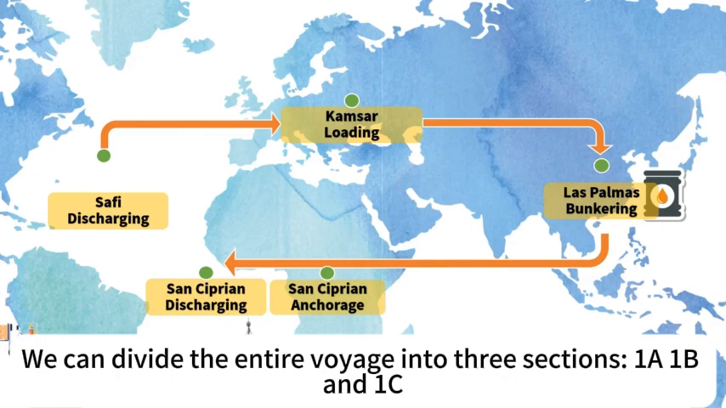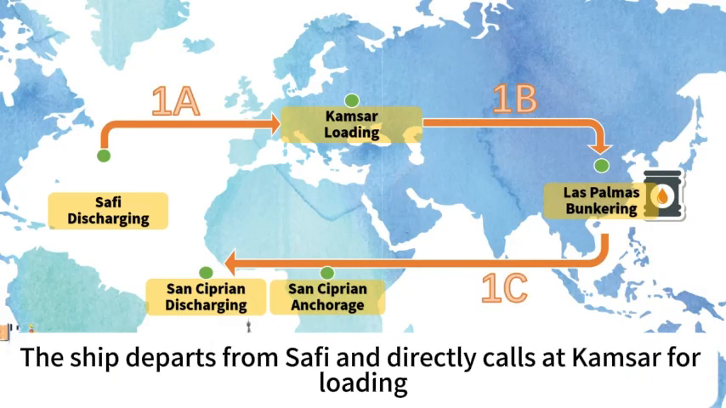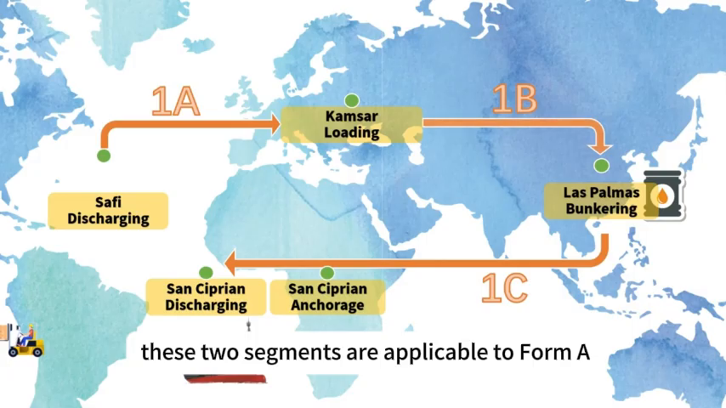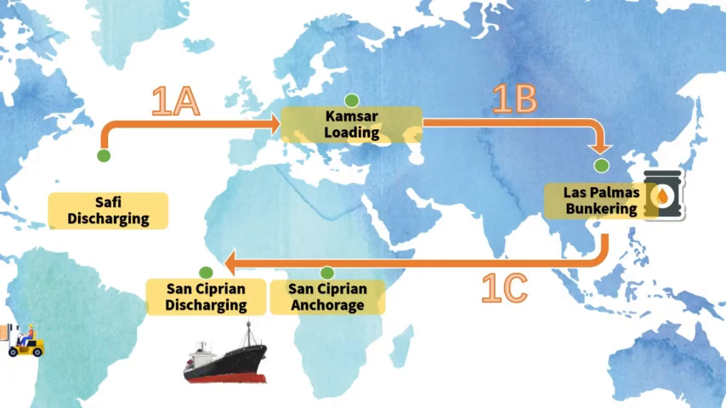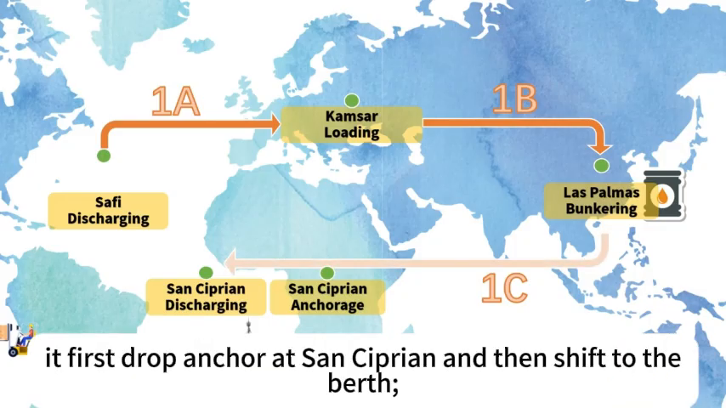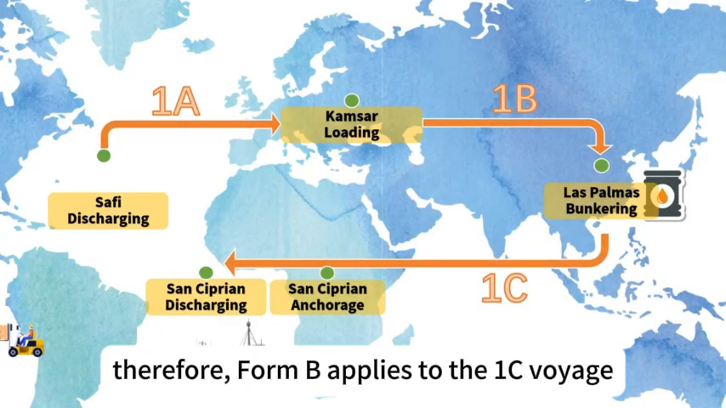We can divide the entire voyage into 3 sections, 1A, 1B, and 1C. The ship departs from Safi and directly calls at Kamsar for loading. Bunker at Las Palmas anchorage. These 2 segments are applicable to Form A. Then the vessel departs from Las Palmas to Spain for discharge. It first dropped anchor at San Ciprian and then shifted to the berth. Therefore, Form B applies to the 1C voyage.